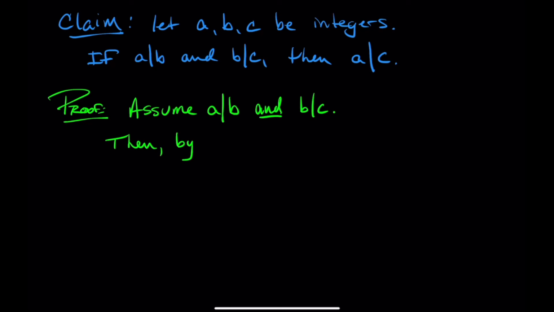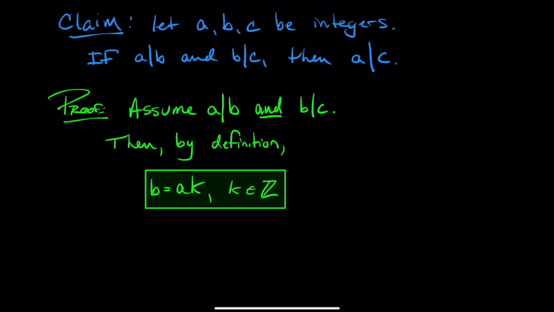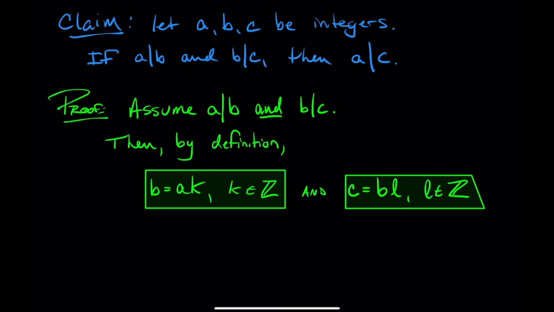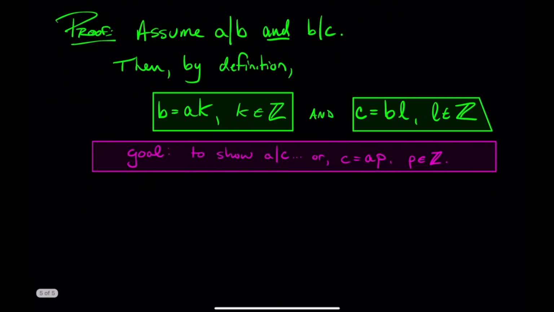So what does it mean if A divides B? By definition, it means that B can be written as AK for some integer k. Similarly, what does it mean if B divides C? C is equal to B times some integer L. And so our goal is to show that A divides C, which means that C can be written as A times an integer, A times P, we'll say.